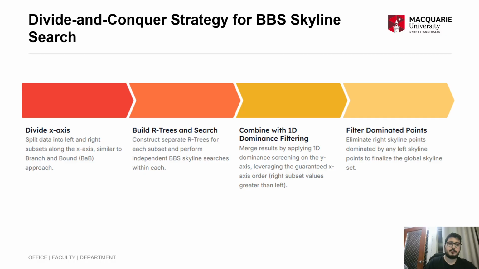And then we will divide for the divide and conquer. We will divide the x-axis into two and then build an R tree for the left hand side and the right hand side, and do the BBS algorithm from the previous slide on the left hand side and the right hand side, and then find the skyline for the left and the right.